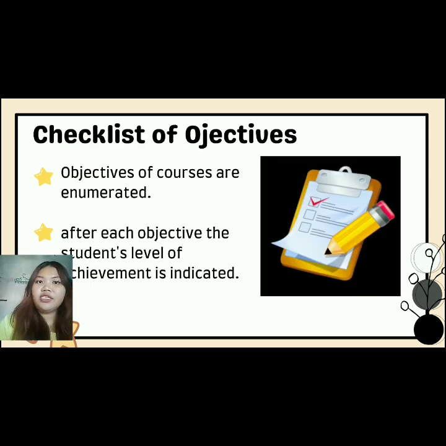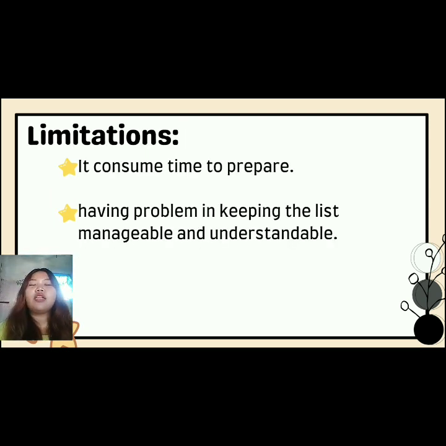So the next type of grading and reporting system is the checklist of objectives. To provide a more informative progress report, some schools have replaced or supplemented the traditional grading system with a list of objectives to be checked or rated. These reports typically include ratings of progress towards the major objectives in each subject matter area. These are systems where the level of achievement of the students is indicated. This type has a limitation because it consumes a lot of time to prepare, and it has a problem in keeping the list manageable and understandable.